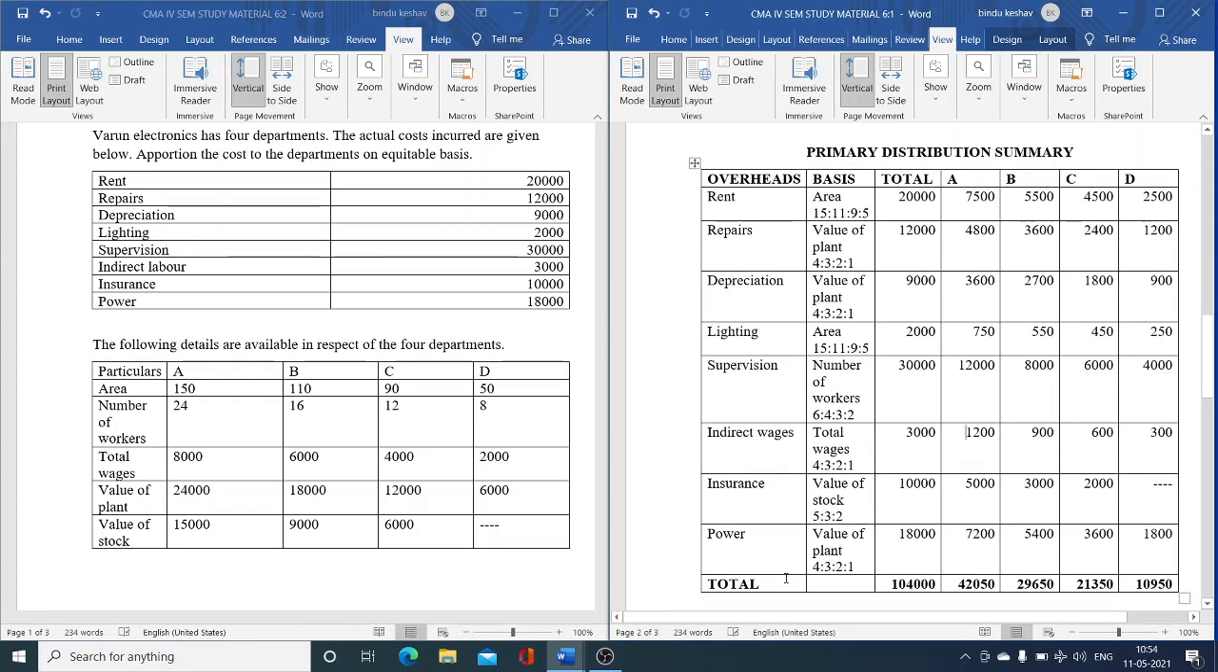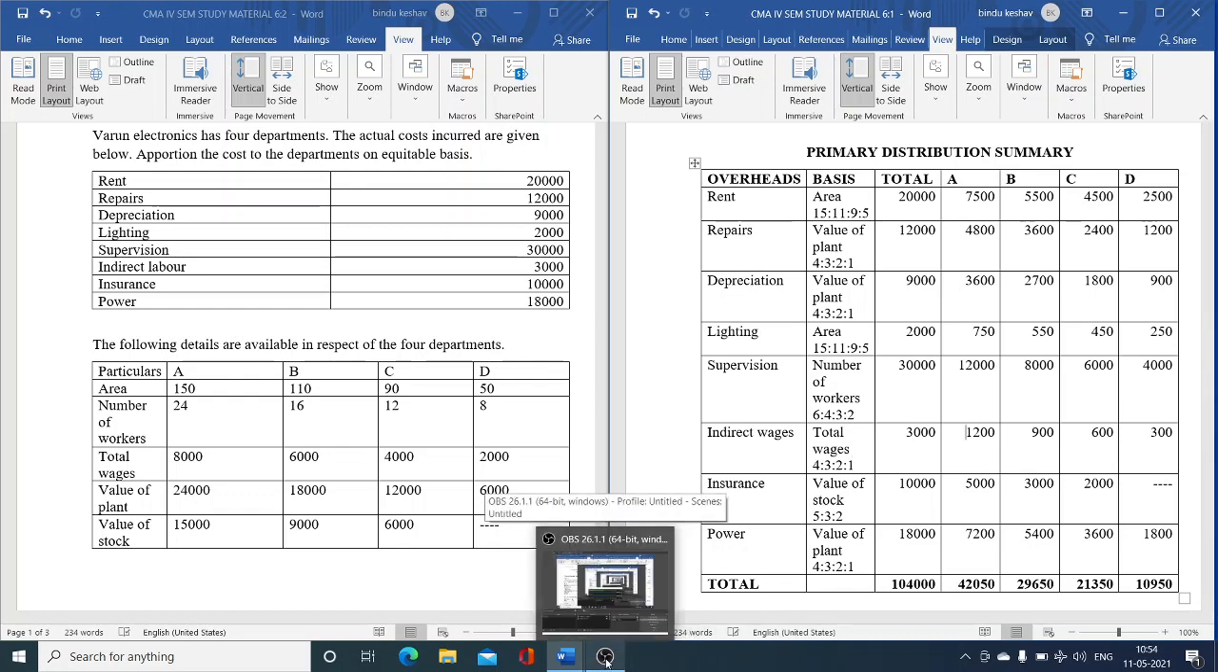step involved is finding out the total of the different departments as well as the total column. So the total is 1,04,000 for A department, 42,050 for B department, 29,650 for C department, 21,350 for D department, and 10,950 for the last department. Students, if you have any doubts regarding the preparation of primary distribution of overheads, you can always ask me.